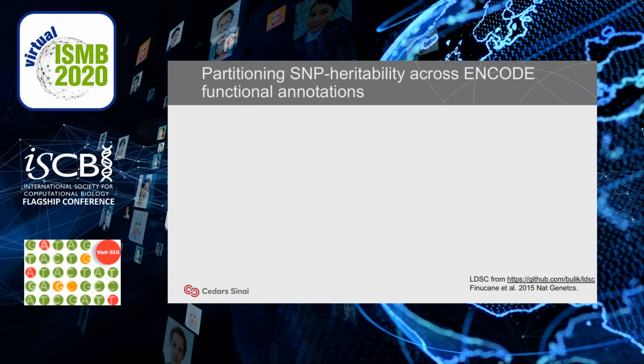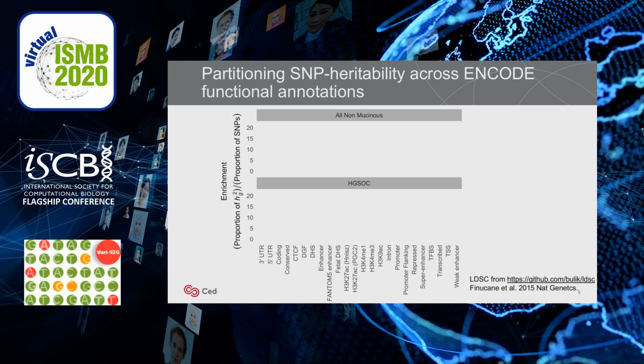Our first attempt was to annotate SNPs with the 24 functional regions identified from ENCODE, such as 3' UTR, 5' UTR, and coding regions, and so on. And we performed SNP enrichment analysis. And instead of counting the presence of SNPs intersecting in each region, we estimated the partition SNP-heritability.